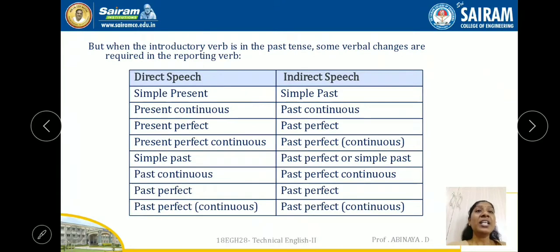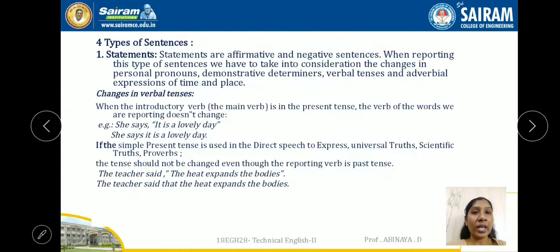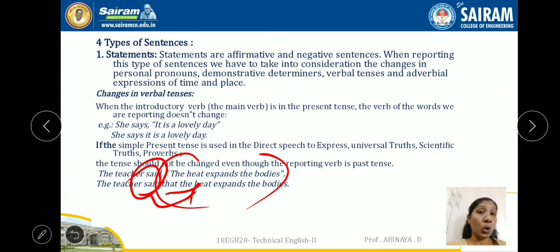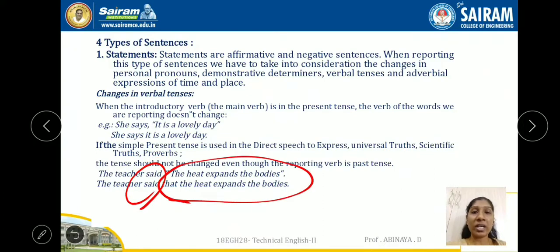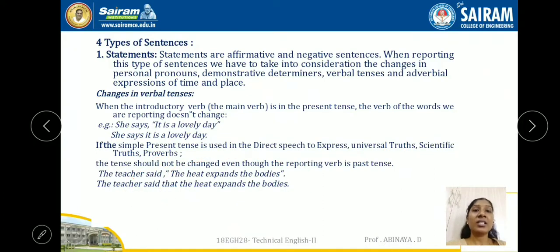So these are the changes you have to make when this verb is past tense and you are not quoting a universal action or reporting verb. I told you here, if it is past tense or any tense, if you are quoting a habitual action, you should not change the tense of this, right? And if this is past tense and you are not quoting a universal action, what changes do we have to make?